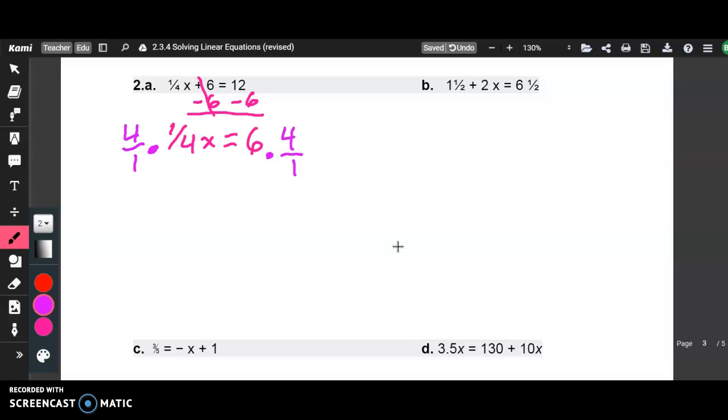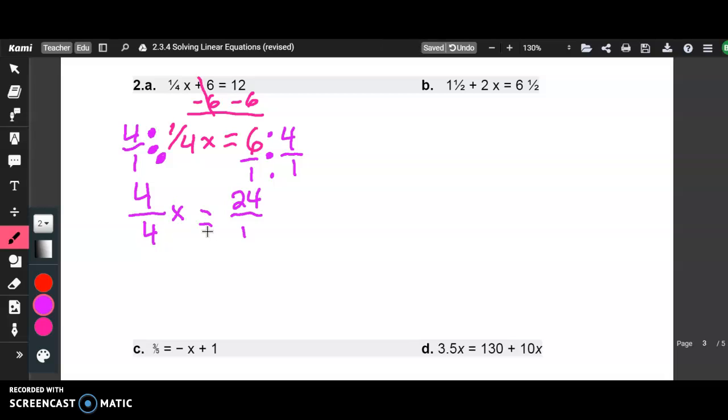Now, to do that, what I can do is make my 6 a fraction. So it's now 6/1. So now they're both fractions. Now I need to multiply fractions. So if I look over here on the left side, I have 4 times 1 and 1 times 4. What I'm going to do is multiply the top and multiply the bottom. So 4 times 1 is 4. 1 times 4 is 4. So I get 4/4 x equals 6 times 4, which is 24, and 1 times 1, which is 1.